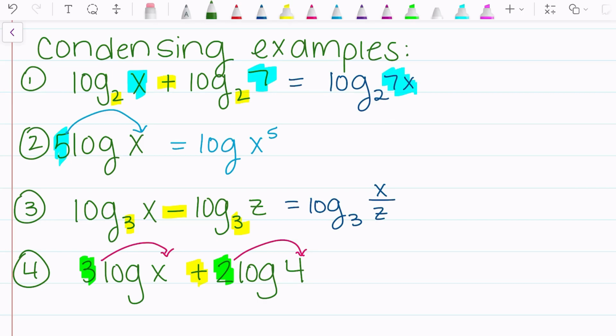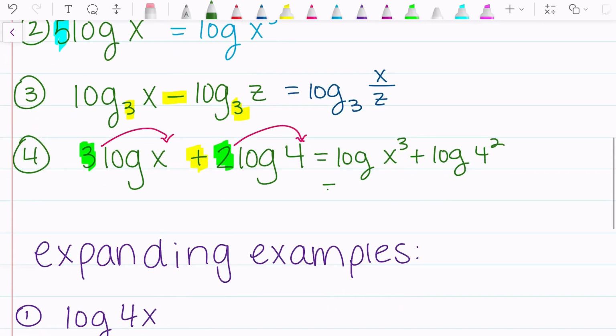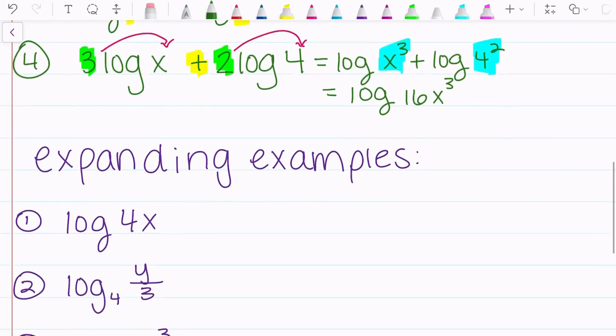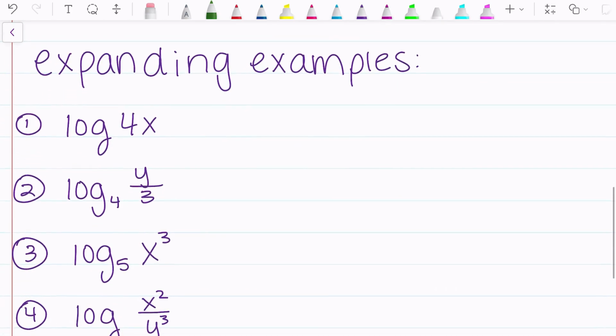So I'm actually going to do this one in 2 steps. I'm going to go ahead and rewrite this as log of x to the 3rd because the 3 came up. And then I'm going to rewrite it as plus log of 4 squared. And then finally, I'm going to make this one log using multiplication. And I have x to the 3rd times 4 squared. 4 squared is 16, and so I just will write them next to each other. So that's what you'll do when solving a logarithm, probably in a future lesson.